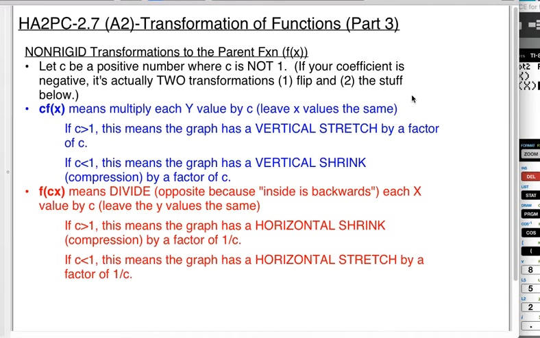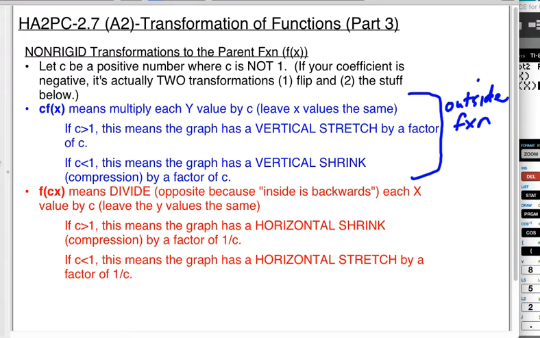So as we did previously, we're going to have a discussion about the two different things that could be happening. We're going to have discussions about things that are outside the function, right? So in blue, we have the stuff that is outside the function, right? And those are going to be vertical and logical. So a number c in front of f of x means multiply each y value by c. You're going to leave the x values the same.